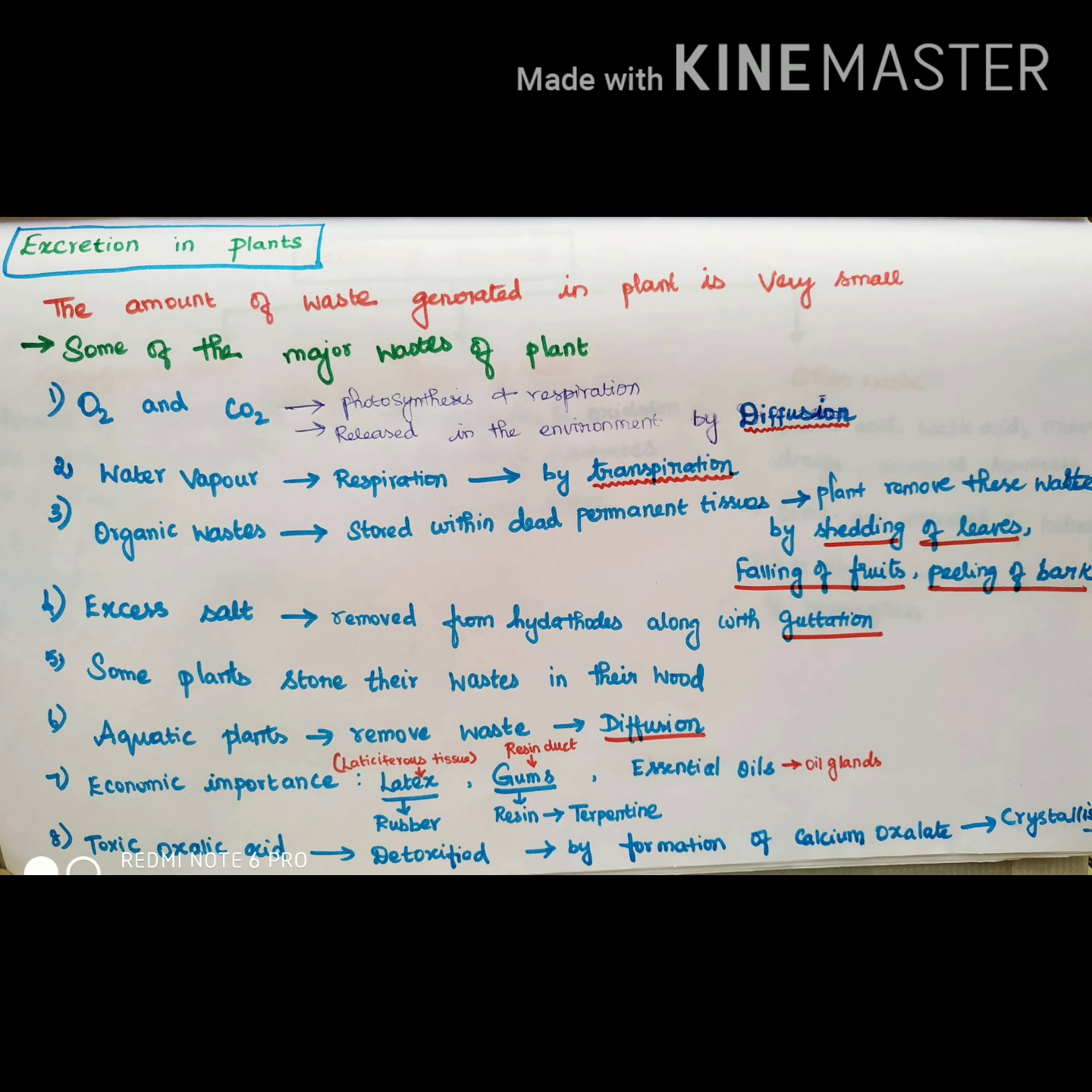Right, so number 1, oxygen and carbon dioxide. Number 2, water vapor. And number 3, organic waste. Number 4, it is the excess salt. Excess salt can be removed along with the guttation, right? So what is called a guttation?